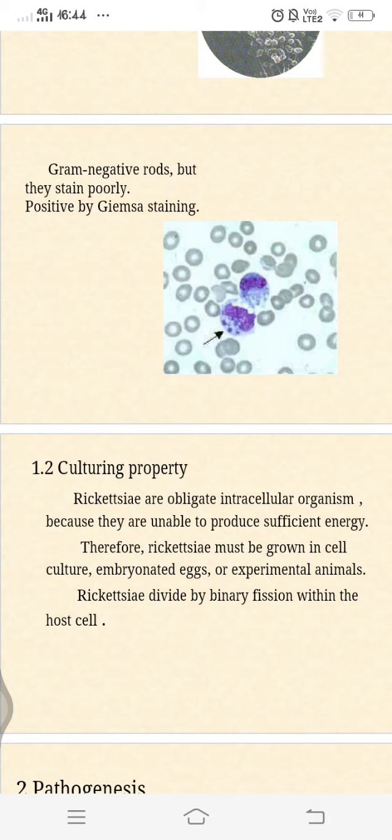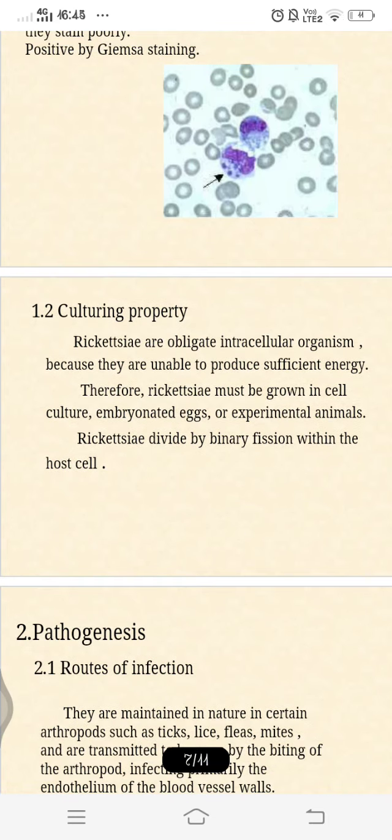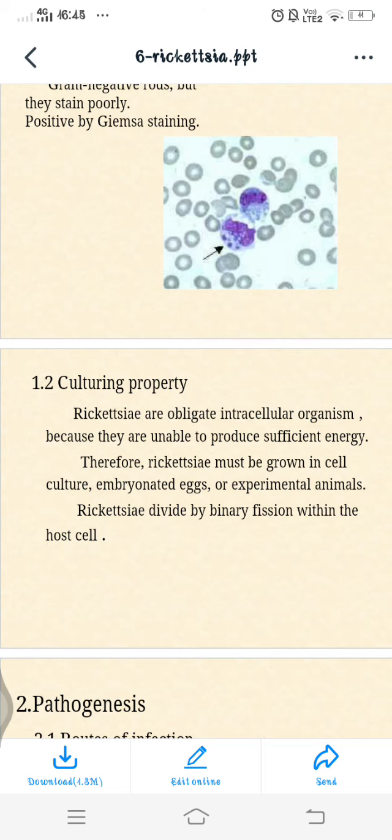So what are the diseases caused by this? Mainly the typhus fevers, the spotted fevers, and also the scrub typhus. So what are the various features? Let us understand. So there are many diseases as we discussed, and next we have the laboratory methods. So before going into the laboratory methods, first let us see the culture property here.